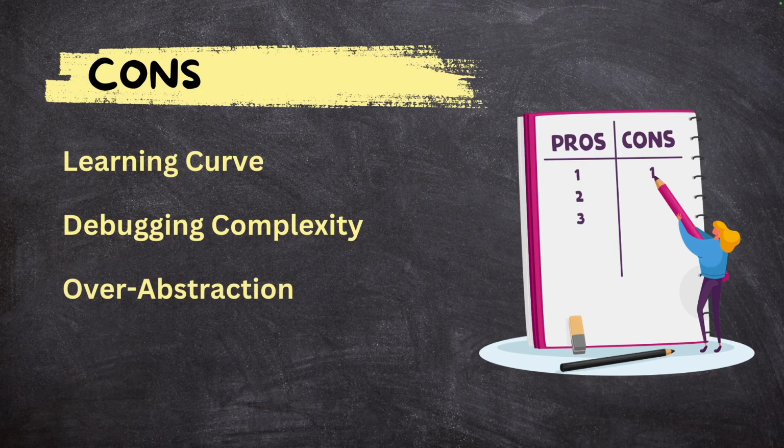Third is over-abstraction. There is a risk of over-abstracting logic into hooks, which can sometimes lead to less straightforward code if not managed carefully. And the last one is performance concerns. If we are using custom hooks and not implementing them correctly, then sometimes they can produce unnecessary re-renders of our application, and this can be a performance concern of using the custom hook pattern. So we have already discussed the pros and cons of using this pattern.